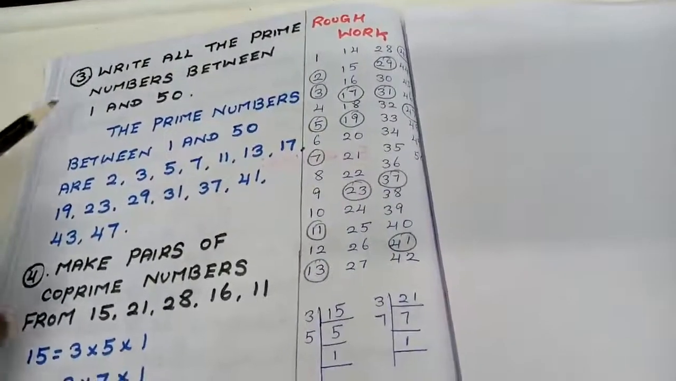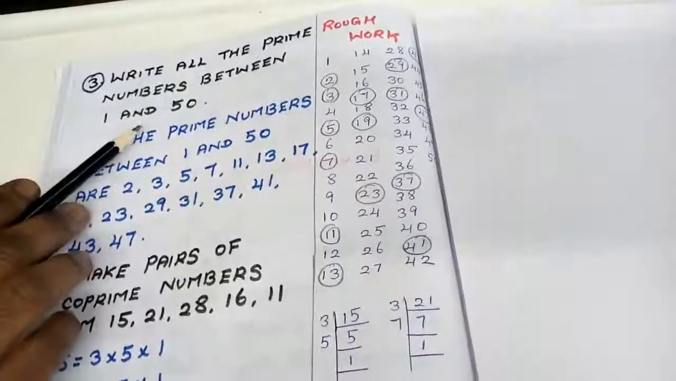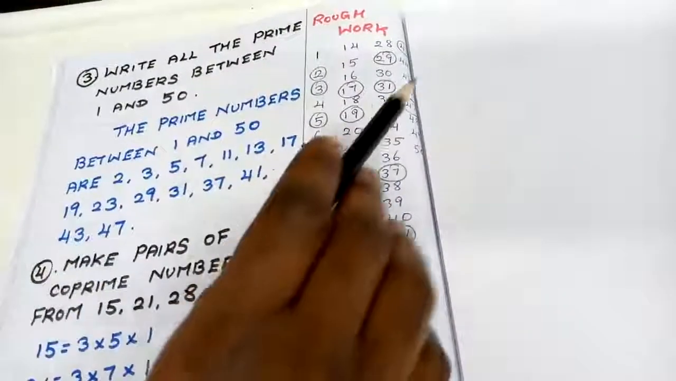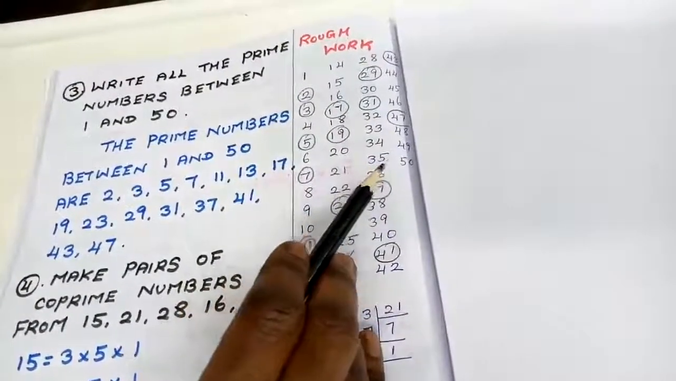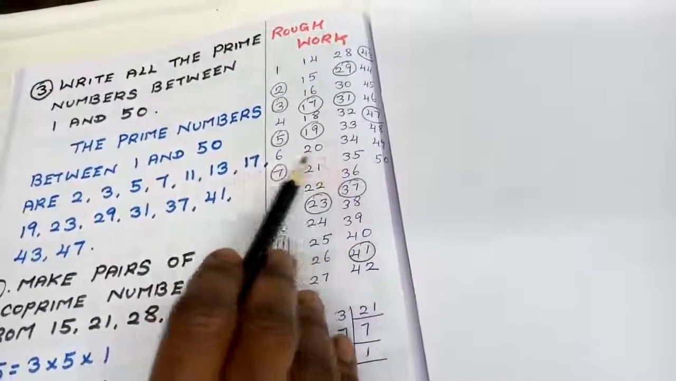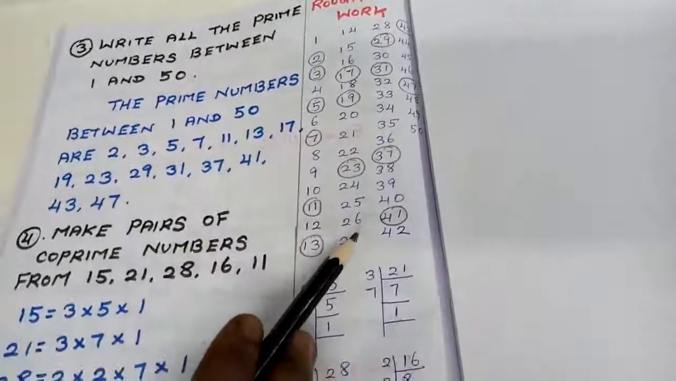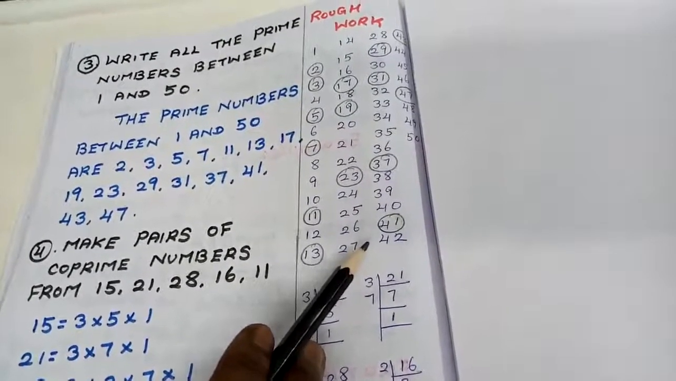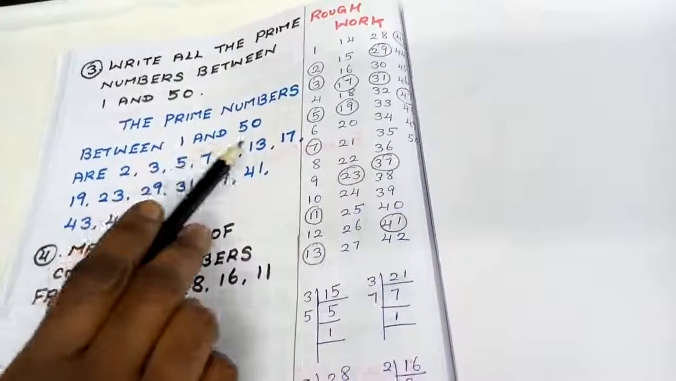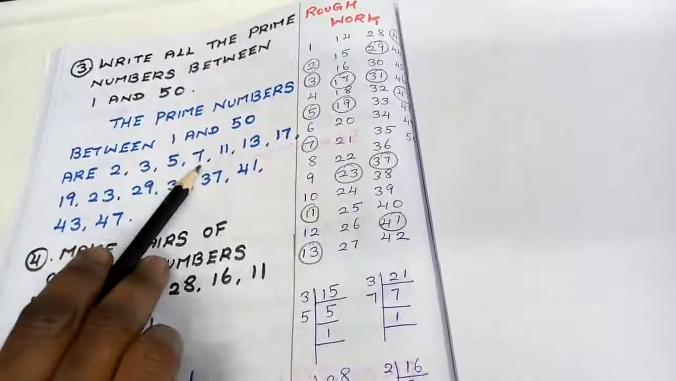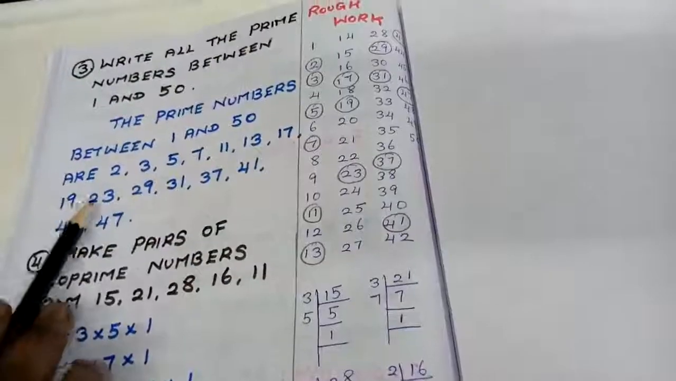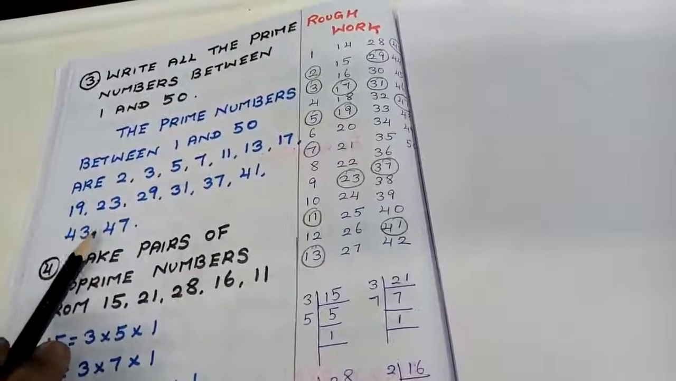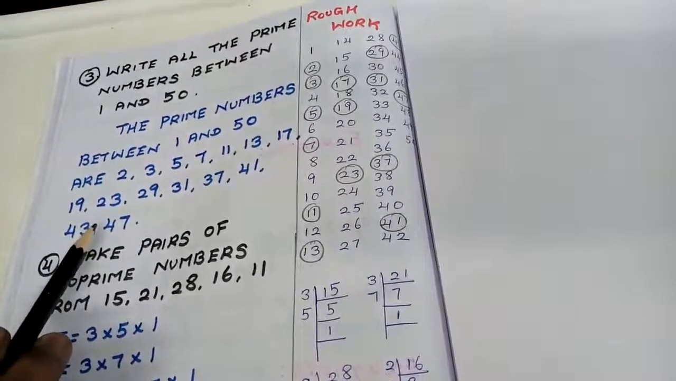That is, write all the prime numbers between 1 and 50. You are going to write the numbers in order from 1 to 50, that is 1, 2, 3, 4 till 50. I am going to write all the numbers here, students. And in that I am going to check all the values, and whatever values I have circled here are called prime numbers because they are divisible by 1 and itself. So, the prime numbers between 1 and 50 are 2, 3, 5, 7, 11, 13, 17, 19, 23, 29, 31, 37, 41, 43 and 47.